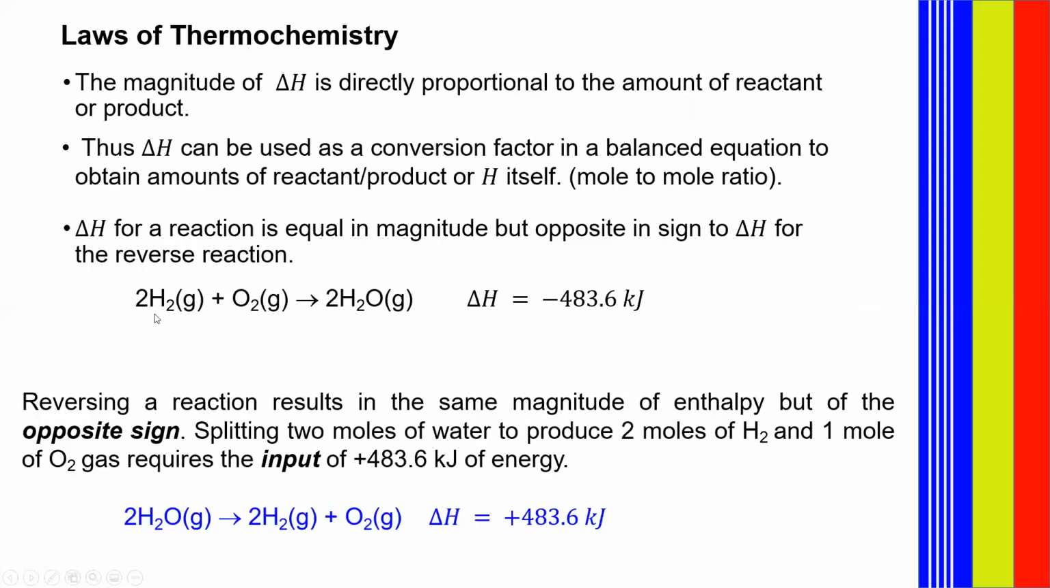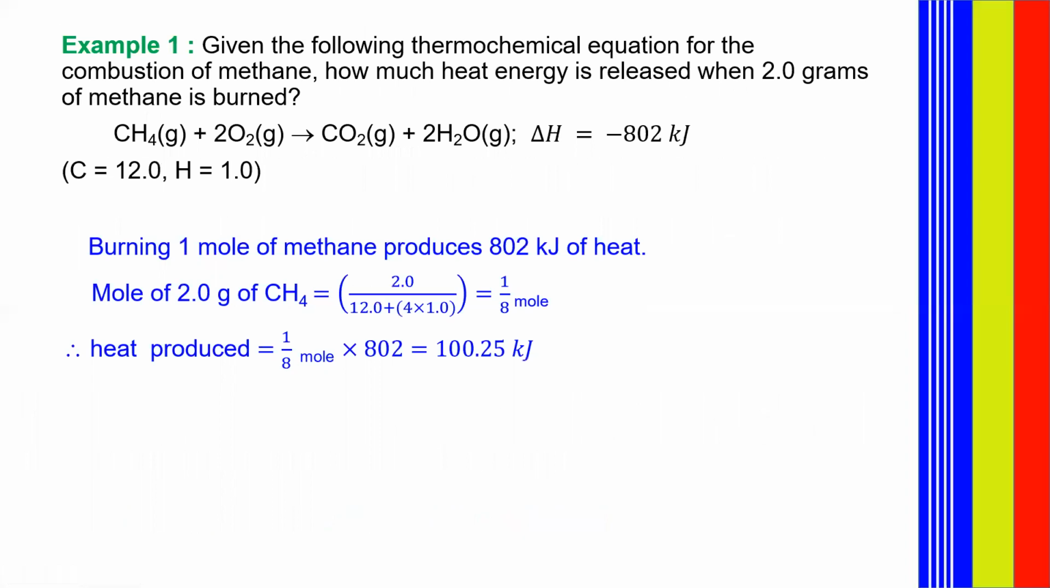So what do I mean? It means that if I have hydrogen plus oxygen gives you H2O, it gives you delta H equals minus 483. If I were to reverse this reaction, that means the sign for delta H is also reversed. So now that this is reversed, the sign becomes positive. It's negative here and it's positive here. Hope that's clear.